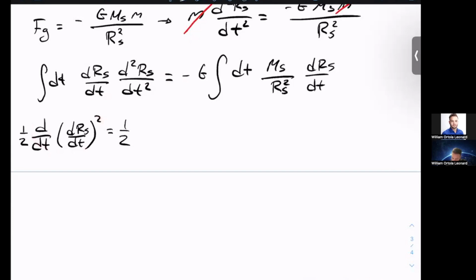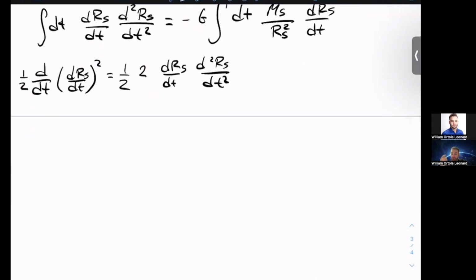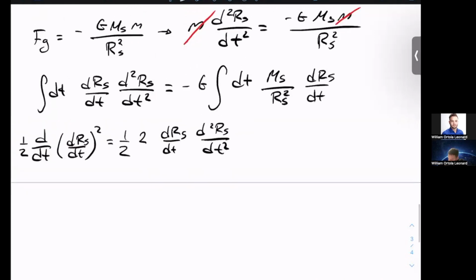So now we're going to have 1/2 times 2 times dr/dt times the second derivative with respect to time of the radius, okay? So as you can see, it's the same thing that we have right here, except now we can just simply evaluate the integral because the dt's are going to cancel out. And so we're going to obtain the result that we want, which is a first order differential equation, okay? And likewise, on the right hand side, the dt's are going to cancel out.